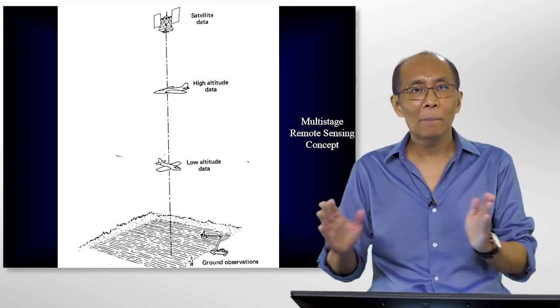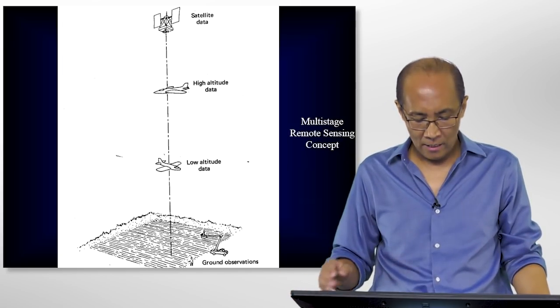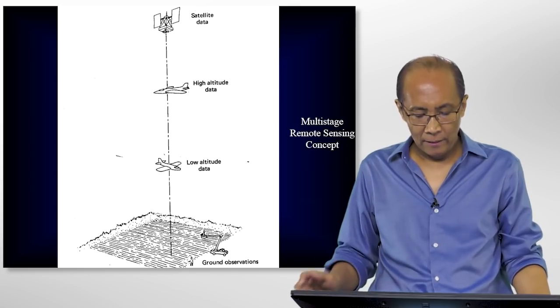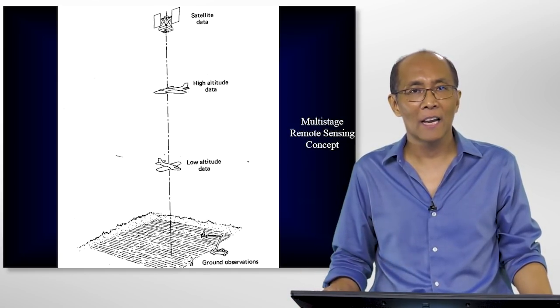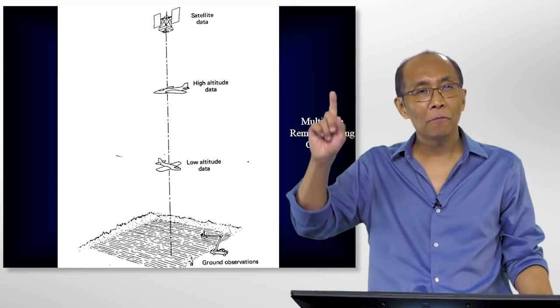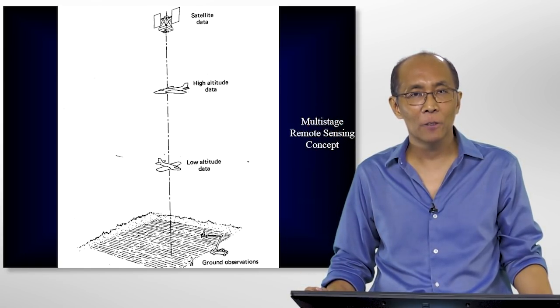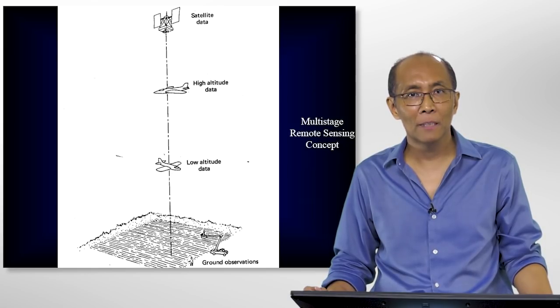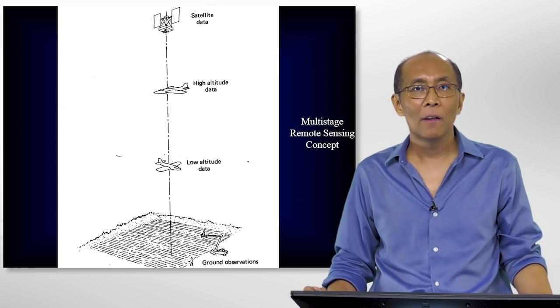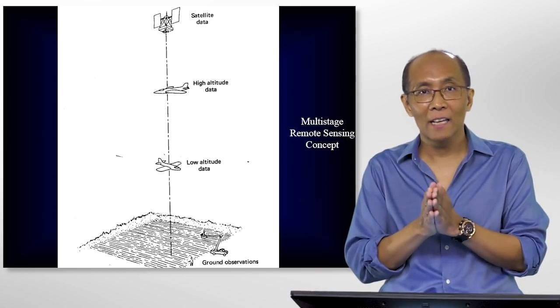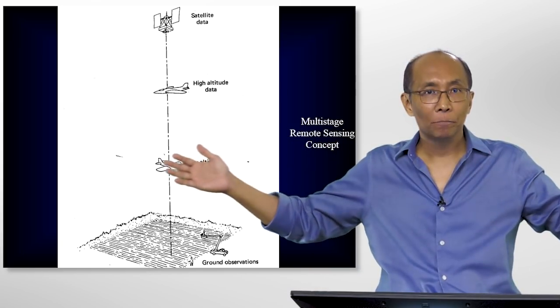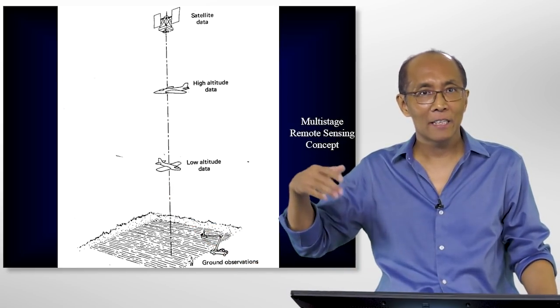So if you think about this as a pixel size, the one at the bottom, low-flying aircraft, produces the smallest pixel size. The one from the satellite image, the picture that you take from the satellite, will have the biggest pixel size. That coverage is also very large, but lesser details, right?